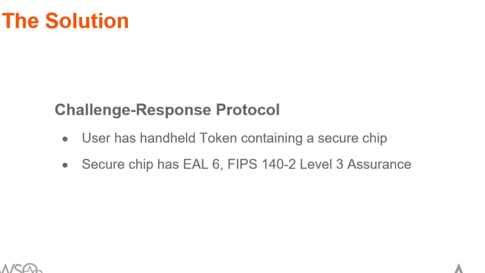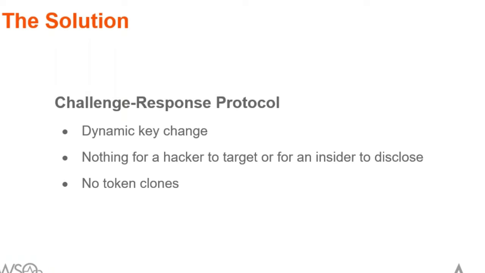We have developed a challenge response protocol that overcomes these difficulties, but this challenge response protocol relies on the user needing a secure hardware chip to compute the relevant response. The advantage of this challenge response protocol is that we can do dynamic key change in real time. What this means is that there is nothing for a hacker to target because there's no fixed secret, no fixed key. And there's nothing for a corrupt insider to disclose to a collaborator so that the collaborator can exploit the system.